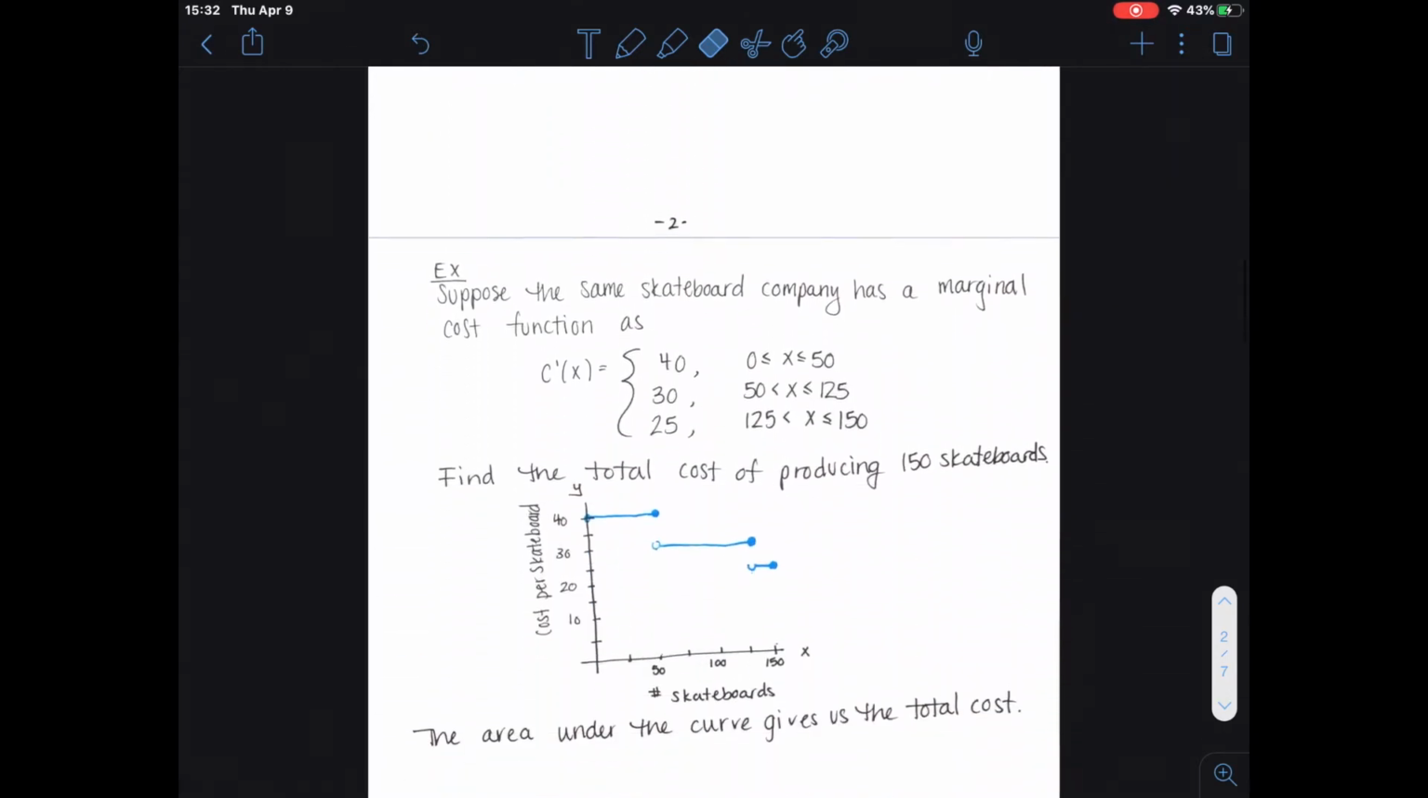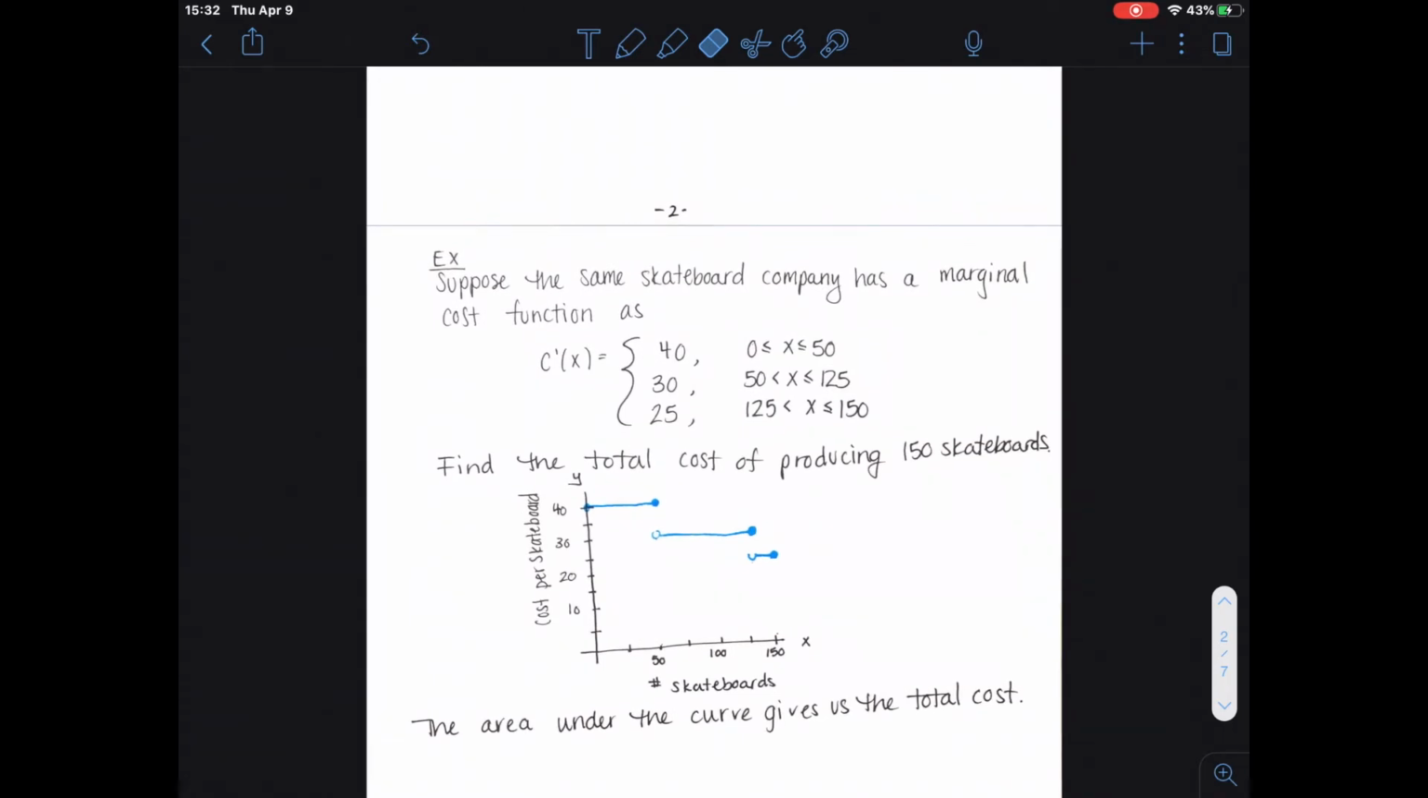Now suppose that the same skateboard company has a marginal cost from the first problem. So the first 50 boards cost you $40. Between 50 and 125 boards will cost you $30 per board. And then 125 to 150 will cost you $25 per board. So we want to find the total cost of producing 150 skateboards. Now, this is a piecewise function. So on the first piece, our height is going to be 40. Then our next piece from 50 to 125, it's going to cost us 30 per board. And then finally on the last piece, it's 25 per board.